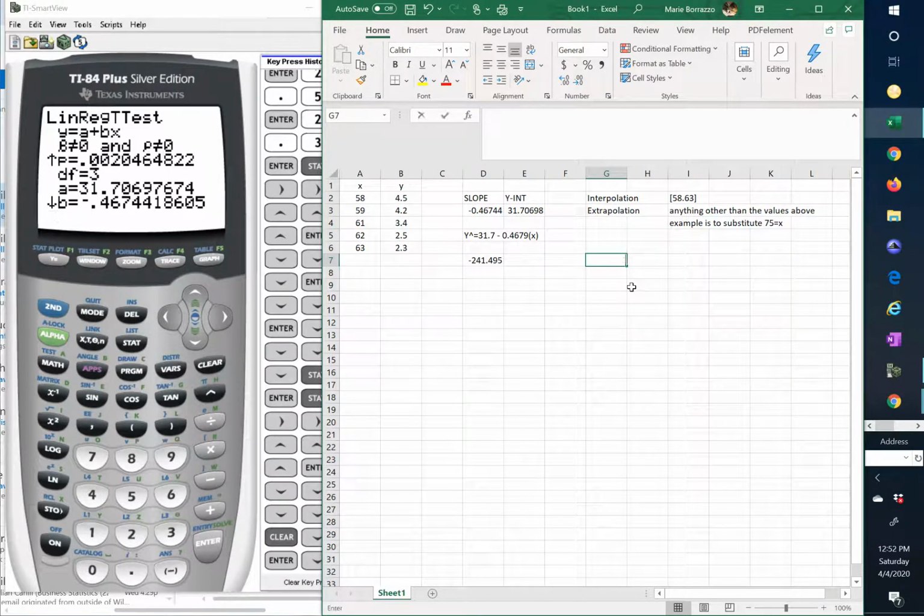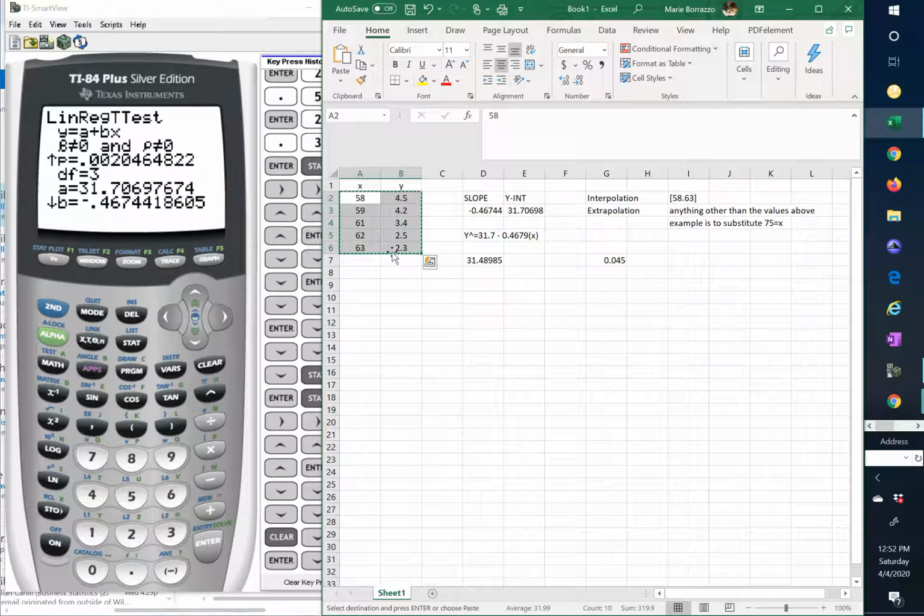Extrapolation is what I was doing initially, which is, okay, so what if I plug in x is 6? That's way smaller. That has nothing to do with our model. So a 0.045 would be an extrapolation. We wouldn't consider that to be a viable number to substitute in, because our model is based on x values from 58 to 63.